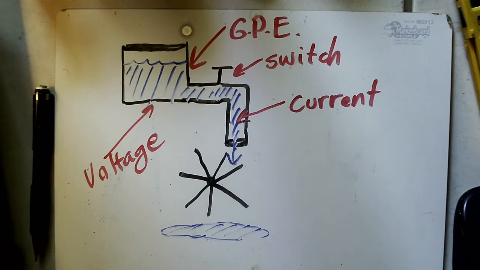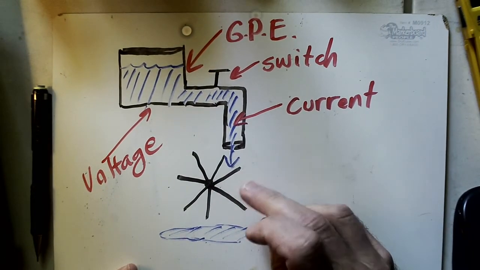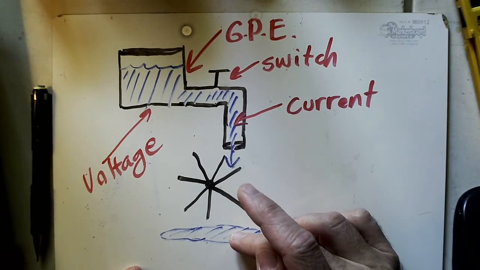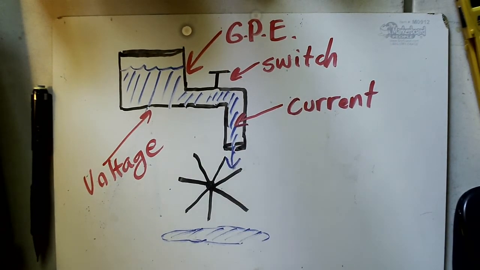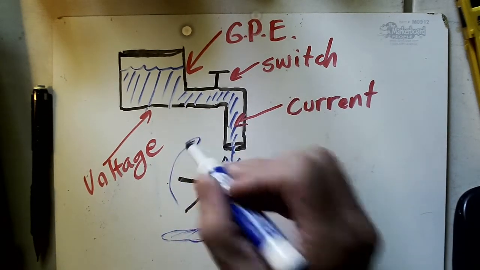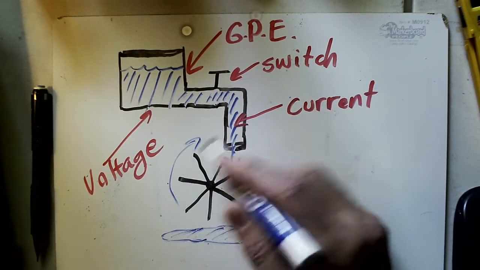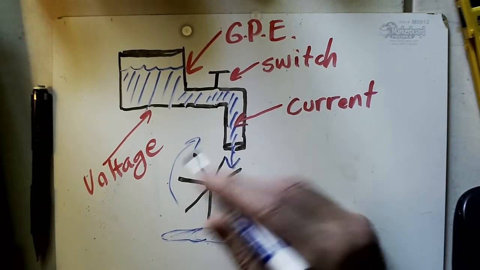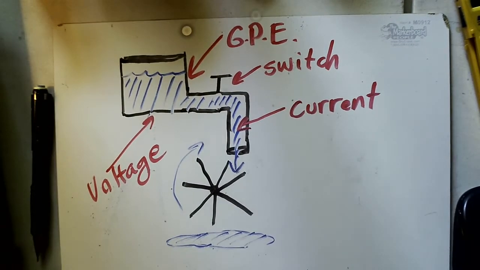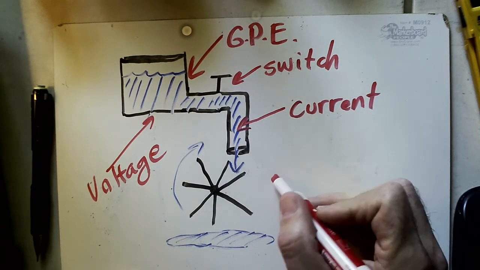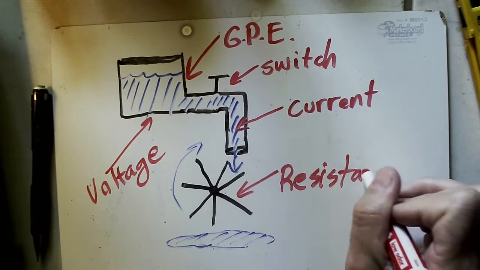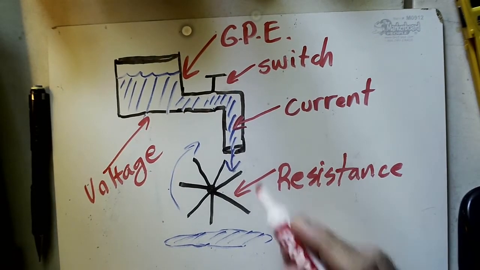Now this wheel right here is going to slow the water down, keeping it from falling right into the little puddle, the little pond. This water wheel is going to move. It is going to do work, right? It's moving. So this would be the resistance of the flow of water.